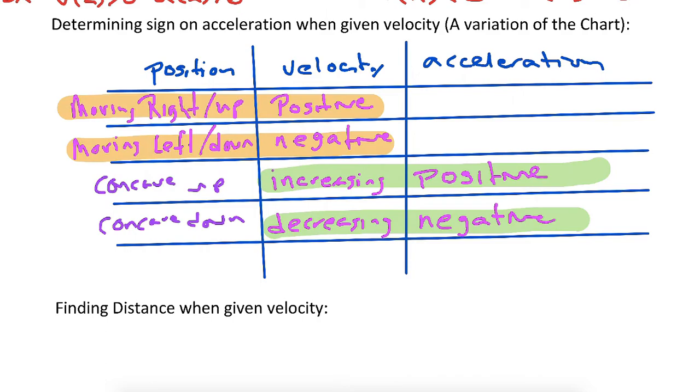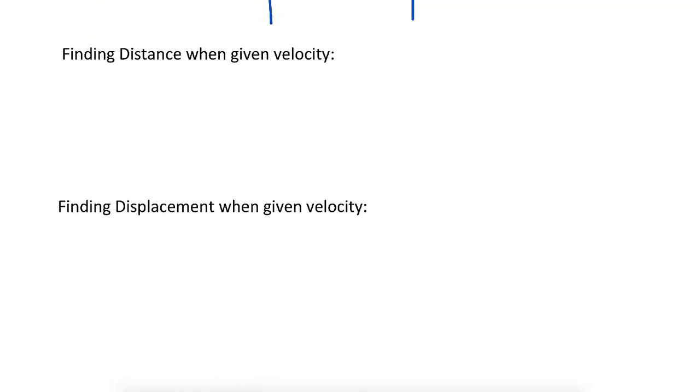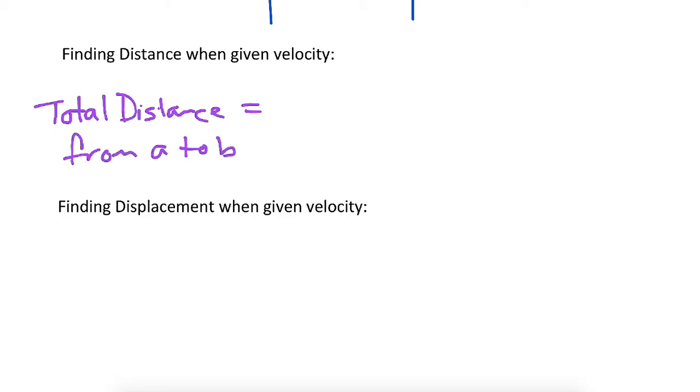Okay, so moving on. Finding the distance when given velocity. If you're given velocity, the total distance traveled from A to B is found by doing the integral from A to B of the absolute value of velocity. That idea is if we want to figure out our total distance, we need to take the absolute value of velocity and integrate it, because we want to make sure that we don't have any negatives, because you can't have negative distance. But displacement is different.